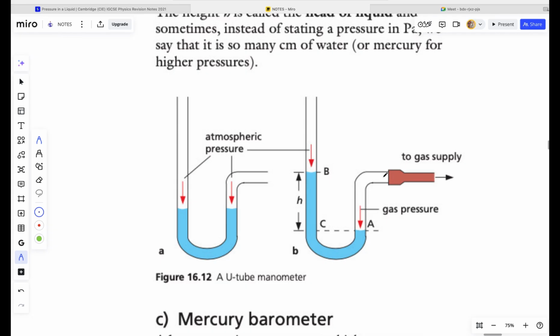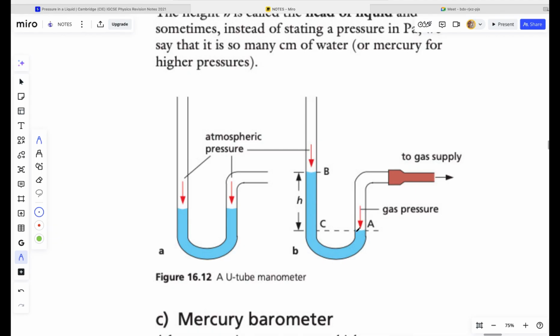There's a small pressure pushing this one, but the pressure is not high because this place is now closed. This place is closed and connected to a gas supply, right? The pressure from the gas is higher than the atmospheric pressure pushing here. The pressure from the gas is bigger, so it will push this liquid down.